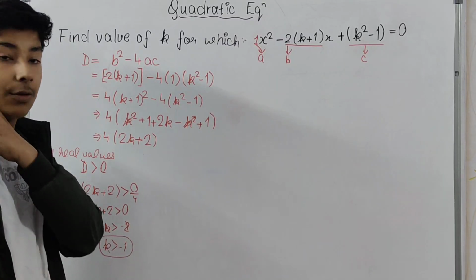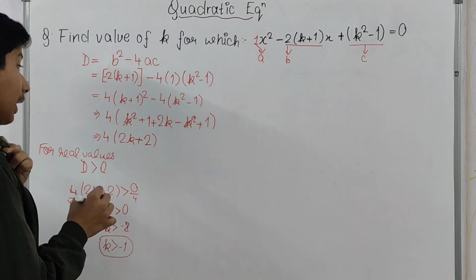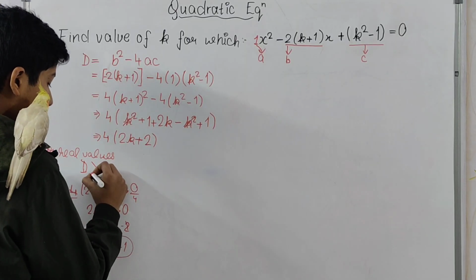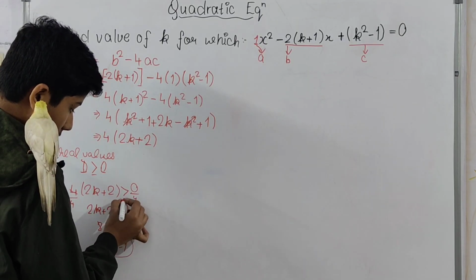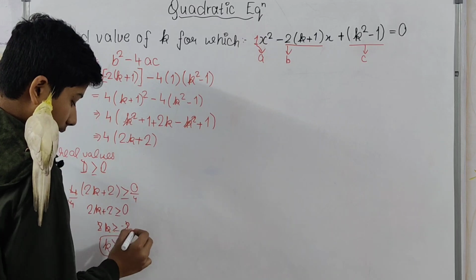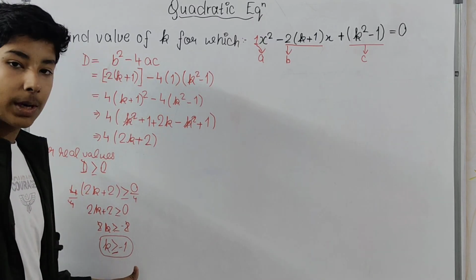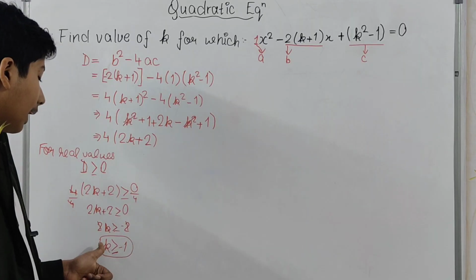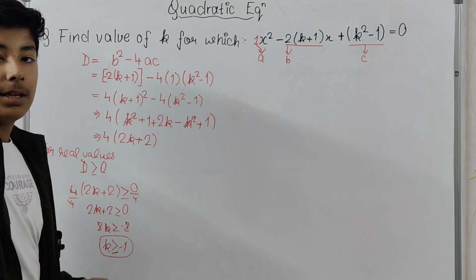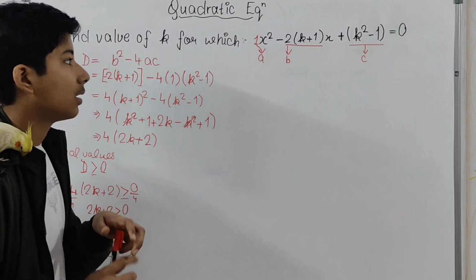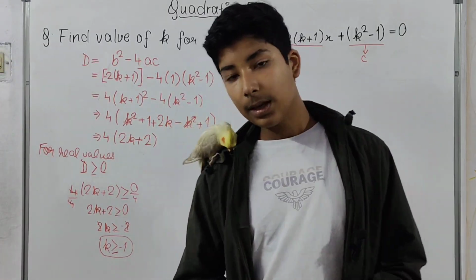And see, did you notice? For real values, the values can be equal also. So it will be greater than or equal to, and here also. So k can be equal to minus 1 and k can also be greater than minus 1. Any real number. I hope this is clear.